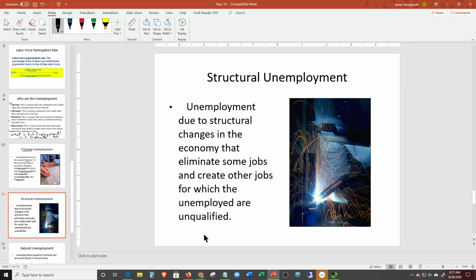In a large economy like the United States, or even in Austin, there's going to be quite a few frictionally unemployed people. Now, structural unemployment just means unemployment due to structural changes in the economy. These changes eliminate some jobs and create other jobs for which the unemployed are unqualified. So basically, there might be plenty of job opportunities out there, but you may not be qualified to take the job. Okay. And if you're unemployed for that reason, that is structural unemployment.